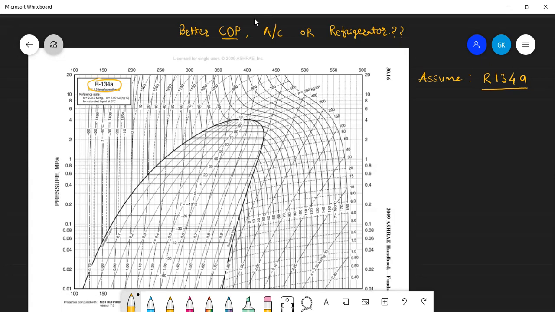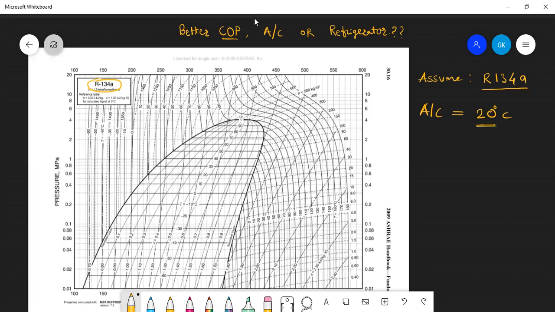Then we have to assume the operating conditions or operating temperatures. When we see the air conditioners or ACs, in India the default temperature for AC is around 26 degrees Celsius, the recent mandate from the government. But still we assume a minimum temperature, that is, suppose 20 degrees Celsius.